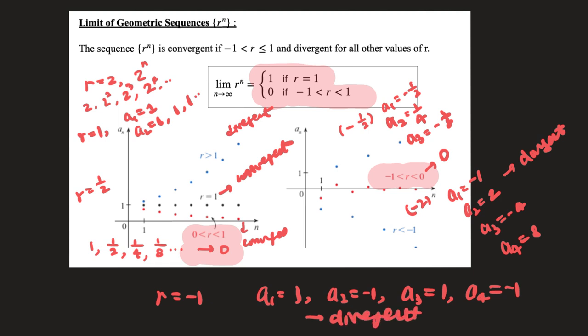Alternating but not close to any number, that's divergent. So the limit of a geometric sequence is very important, guys. Geometric sequences converge when R is between negative 1 and 1, going to 0. If R is 1, then you multiply by 1 each time, so the first term doesn't change. First term, second term, third term, it's always the same, so it goes to that same thing. That's what you guys need to remember here.